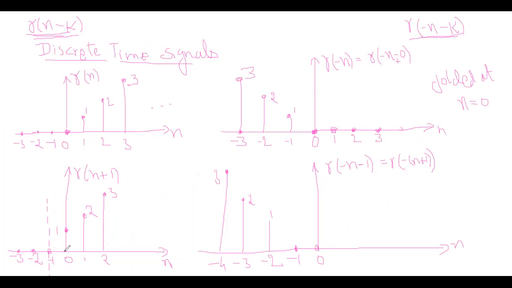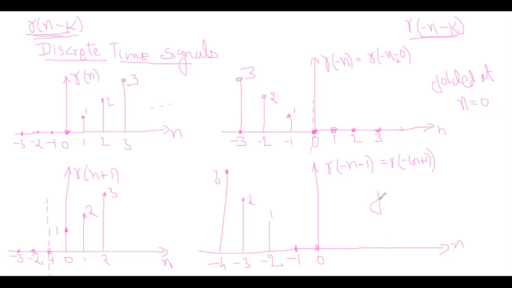Okay, minus 1 means what is the value at 0 here? 1. That 1 will appear at minus 1, minus 2. And what is the value at n is equal to 1? The 2. That 2 value of R of n plus 1 will appear at minus 3. And the value of R of n plus 1 when n is equal to 2 will appear at minus 4. Okay, the folding occurs at minus 1, and in the earlier case the folding occurs at 0, because minus n minus 0 or plus 0, whatever it is, both are the same.